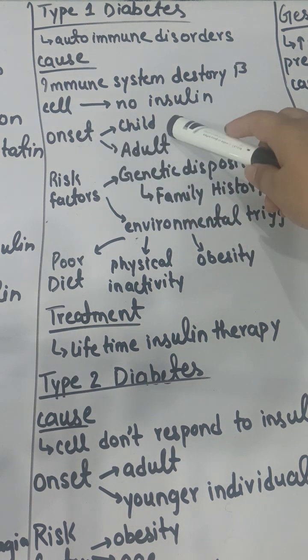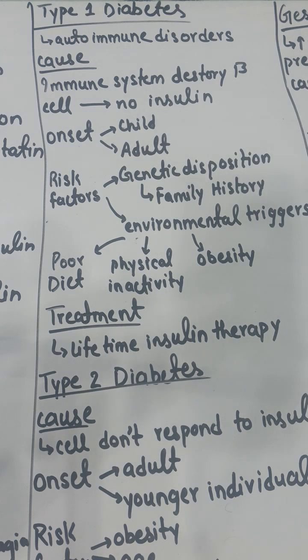Onset: it occurs in children and also in adults. Risk factors: there are two risk factors, genetic disposition and environmental triggers. What is meant by genetic disposition? It means the family history. So if you have a family member, among your siblings or your parents, who has diabetes, then there is a chance that the child can have diabetes in his life.